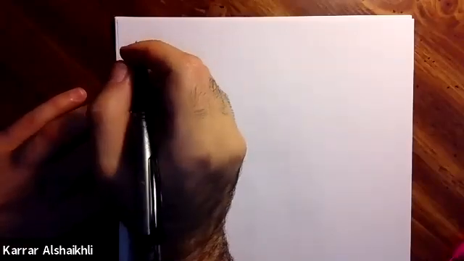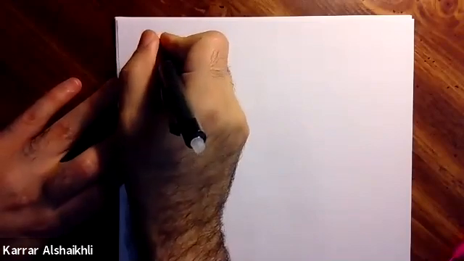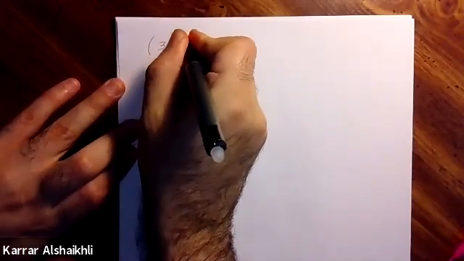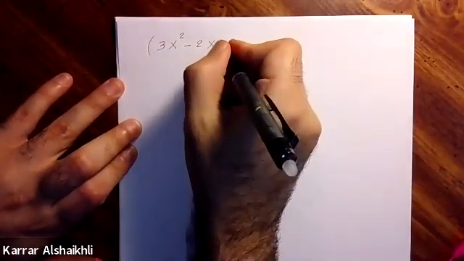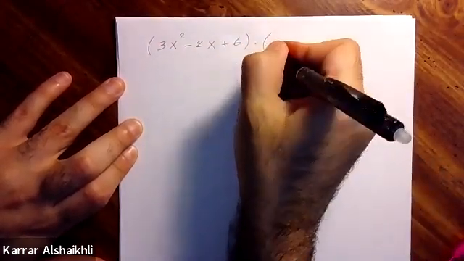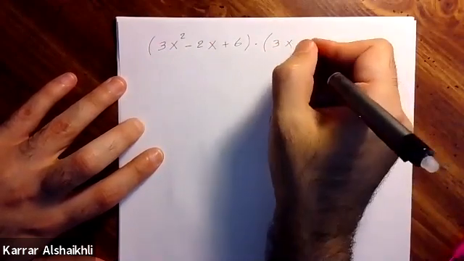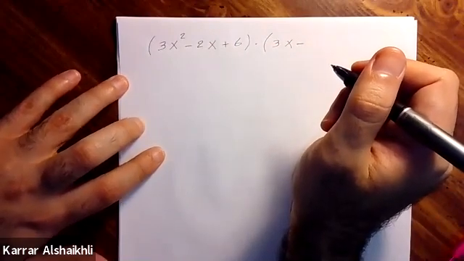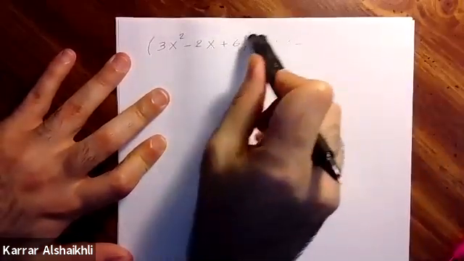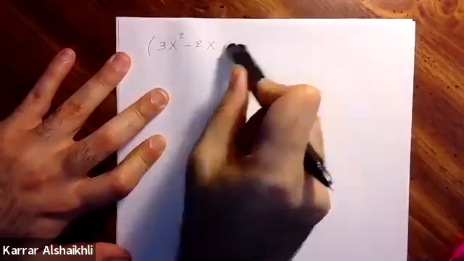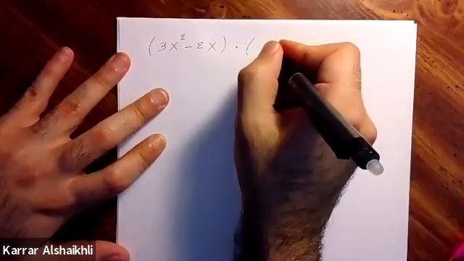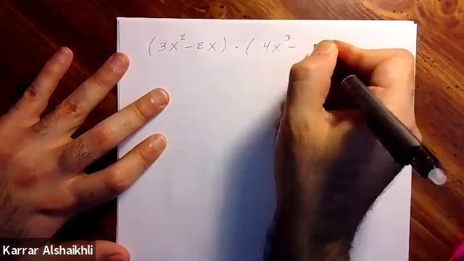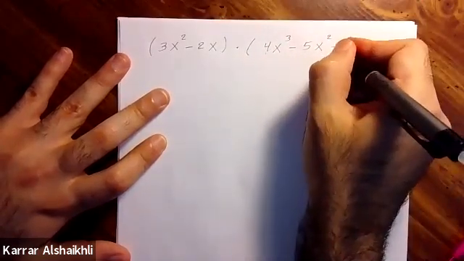If we need to multiply a trinomial times a binomial, let's do this example. 3x squared minus 2x plus 6 times 3x minus 2. Let's also do binomial times trinomial. Times 4x cubed minus 5x squared plus 6x.